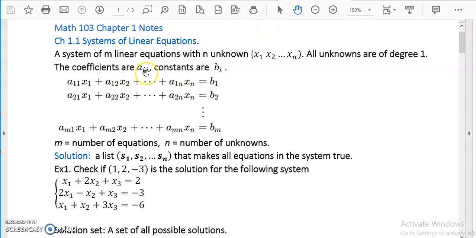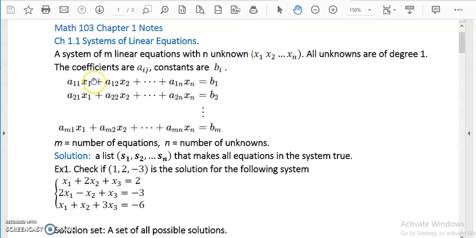Hello, in this video, I'm going to talk about chapter 1.1, which is solving systems of equations. In this section, we will talk about how to solve a system of equations by elementary row operations, and also the types of solutions that we have, including consistent and inconsistent, and how we can use elementary row operations to discover if a system is consistent or inconsistent.